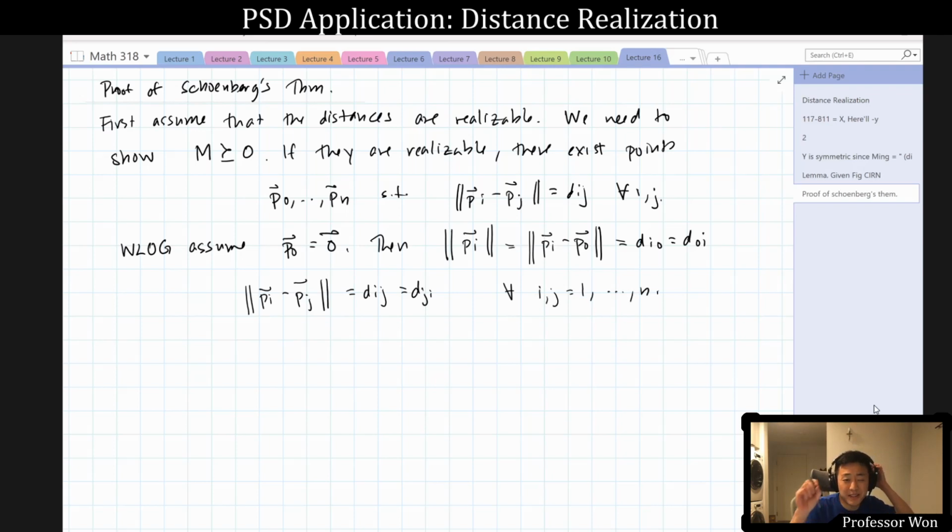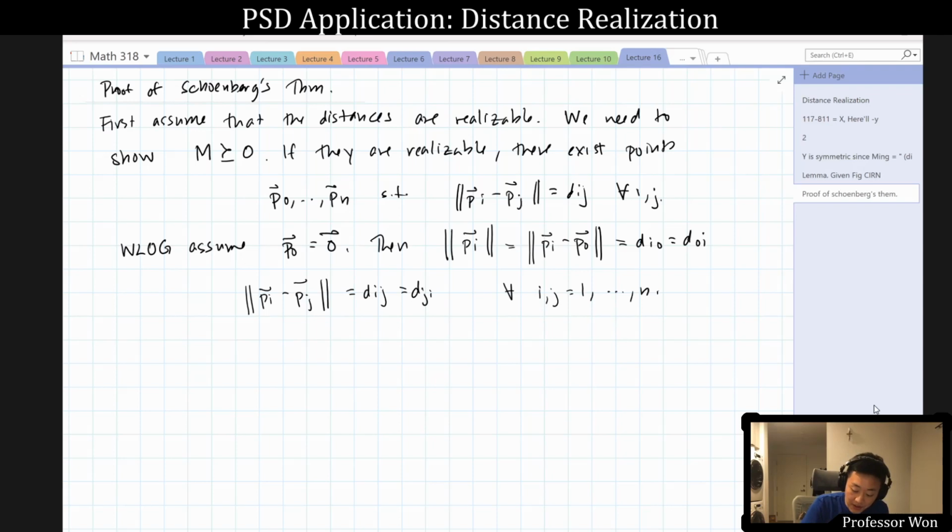Right, so p0 is like a special point. It's 0. I just slide it to the origin. And now that I've slid to the origin, the vectors p1 through pn all have the very nice property that their lengths are di0, and the lengths between them are still the distances that are required.